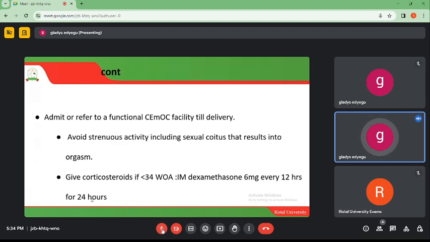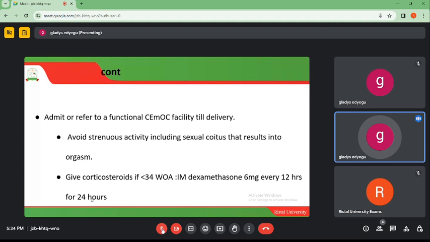So avoid strenuous activity, including sexual coitus that results into orgasm. We all very well know strenuous activities, even sexual activity, can cause a lot of pressure onto the abdomen, and then it can cause an effect onto the placenta and cause placental separation, and by that it can lead to the placenta detaching, or it can cause severe bleeding to both the baby and the mother.